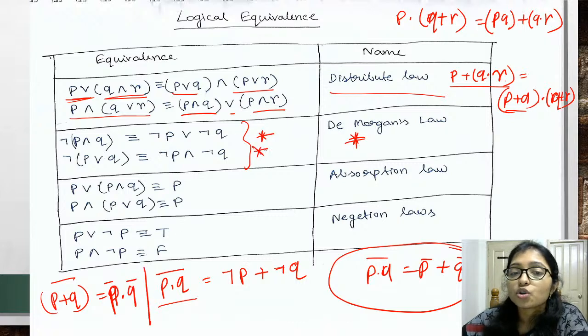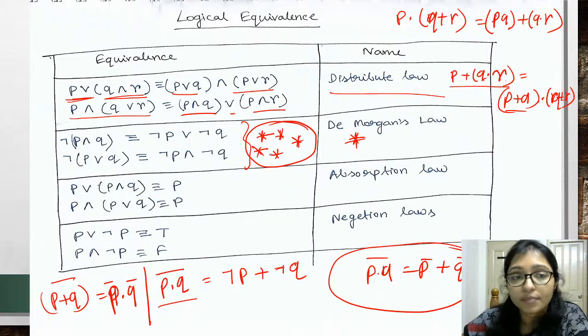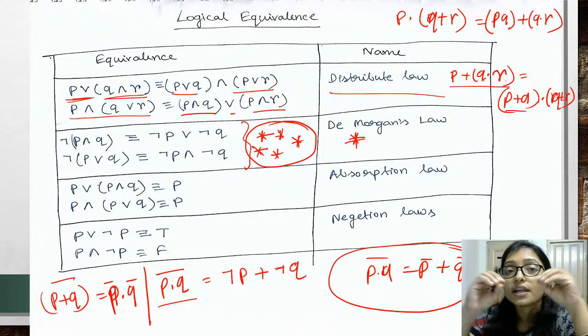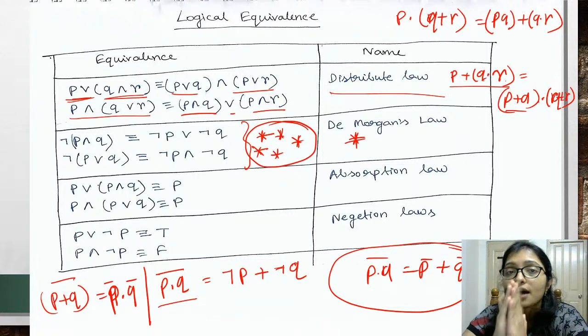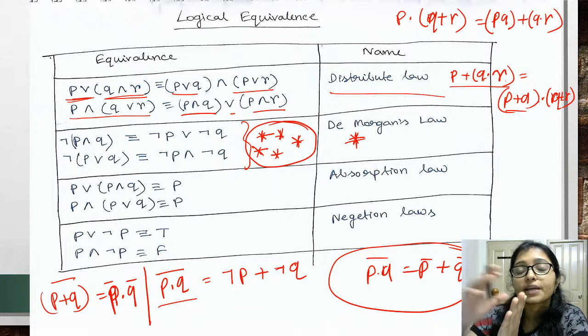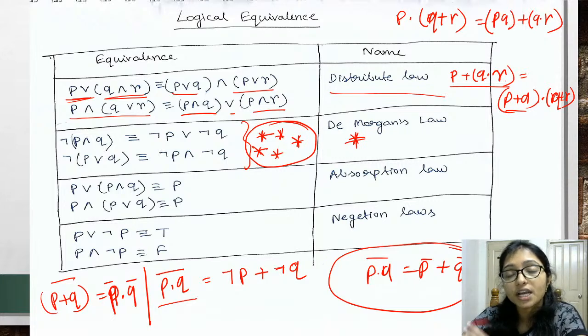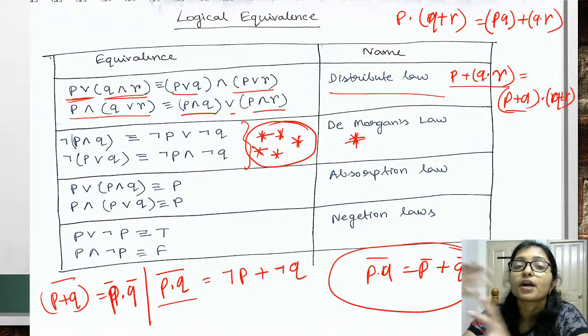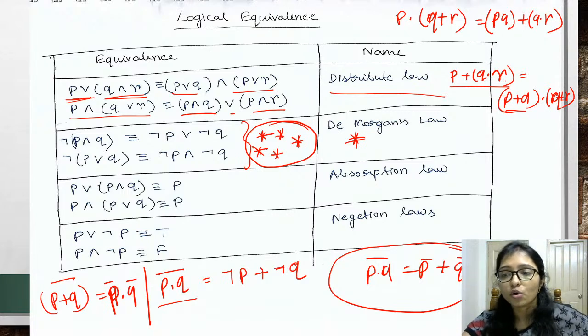Clear? So this is very, very important. Here 5 star is there. De Morgan's law is very, very important. Try to remember the De Morgan's law. When there is a bar over the multiplication, it will be converted to an OR gate. When there is multiplication, it will be converted to addition. When there is addition, it will be converted to multiplication. And the negation will be the same for both. Negation will come with both.